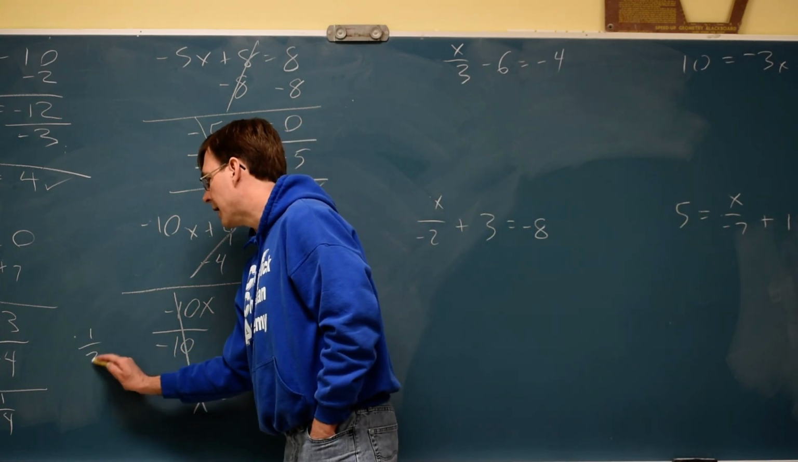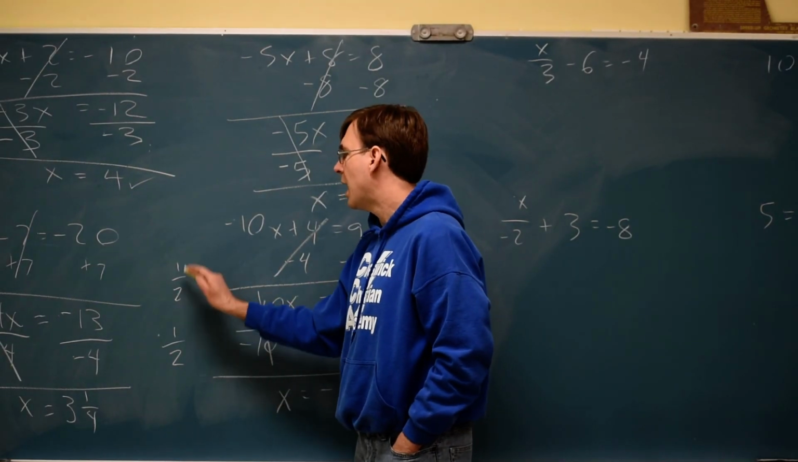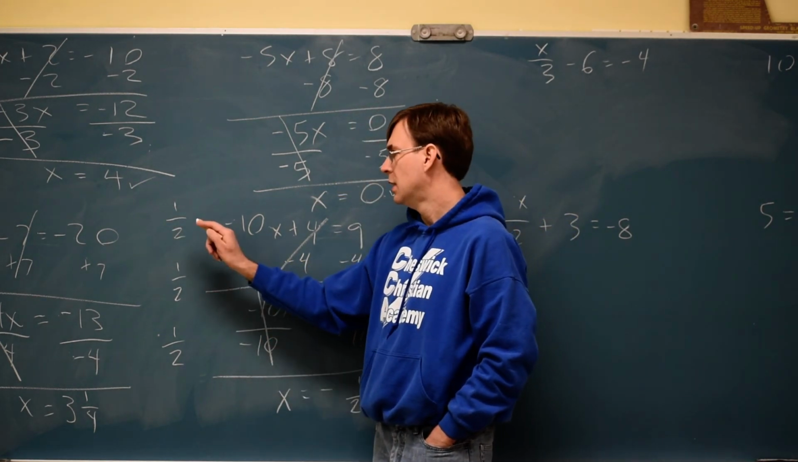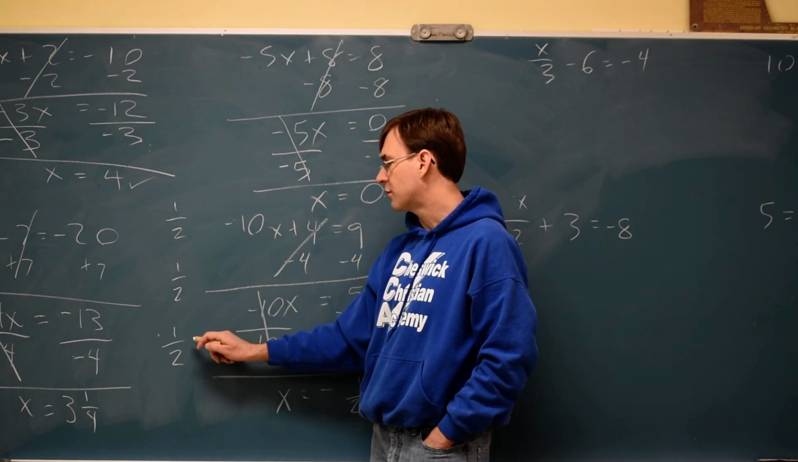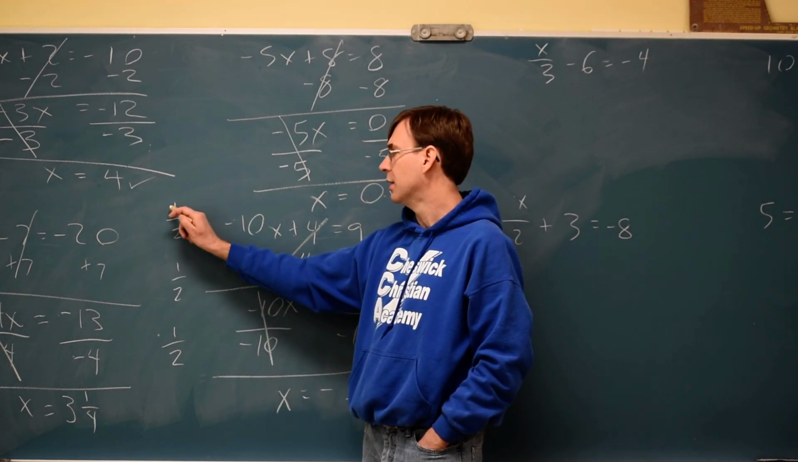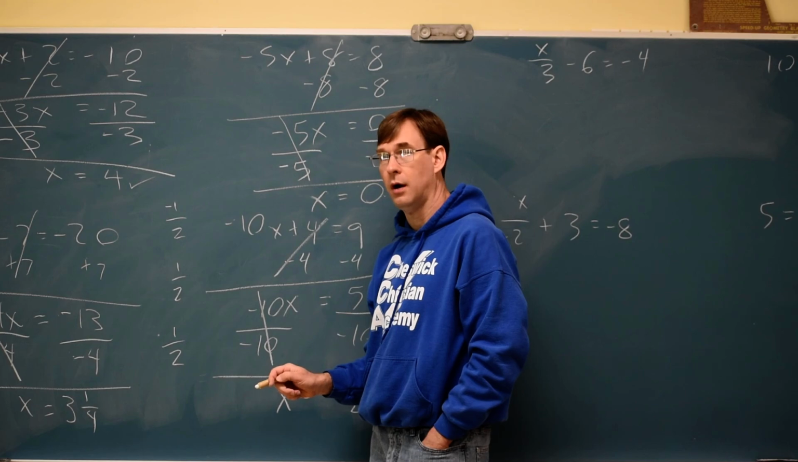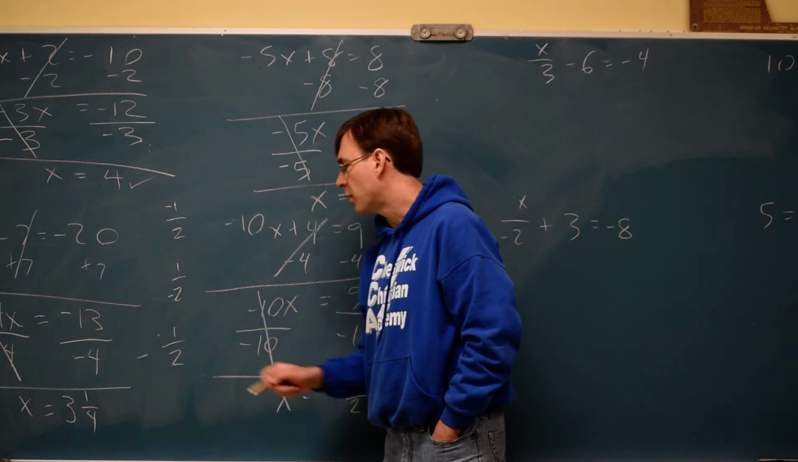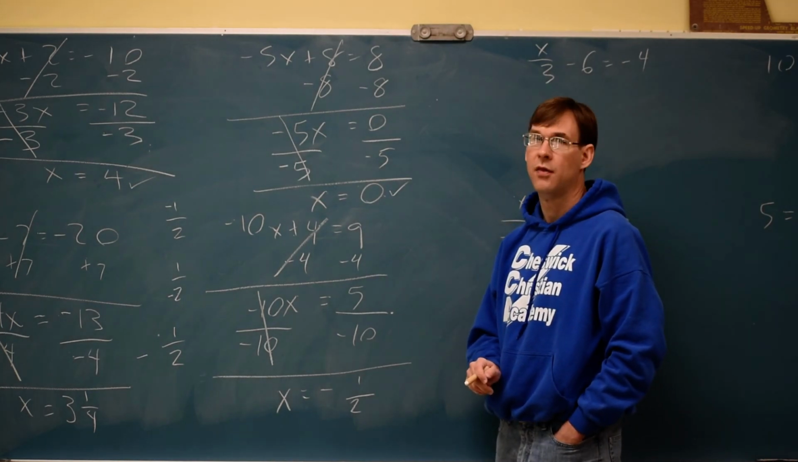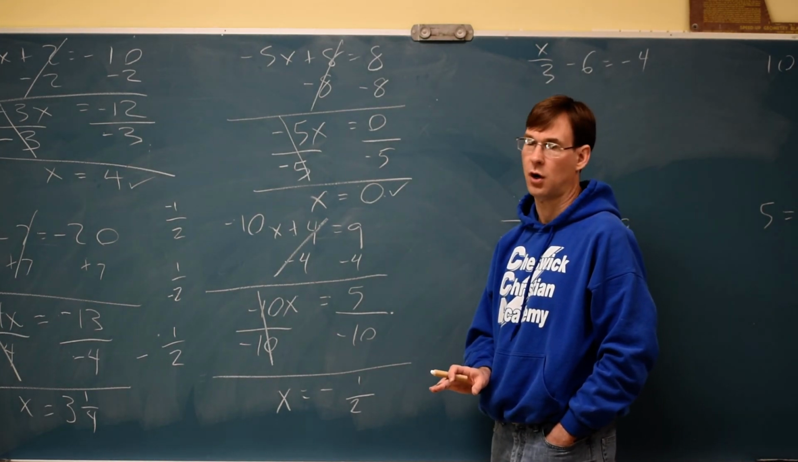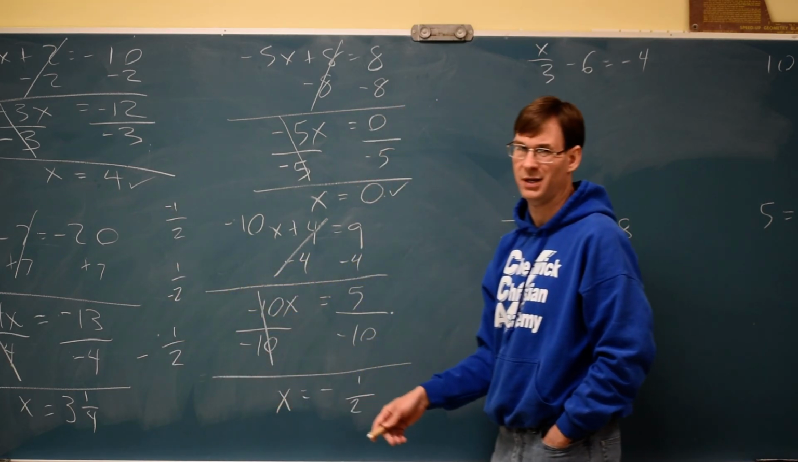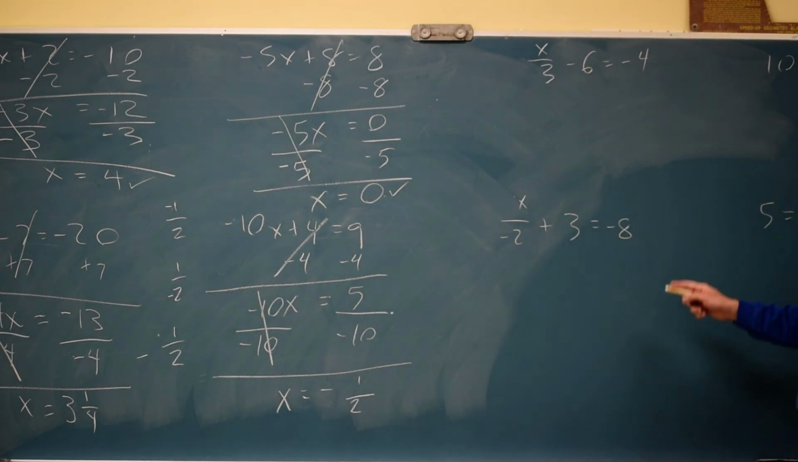If I want to write negative a half, I have 3 ways I can do that, and it doesn't matter which way I choose. If I want to take this fraction and make it a negative fraction, I could either do a negative on the top, or I could do a negative on the bottom, or I could just put a negative out in front of the whole thing. Those 3 all mean the same thing. So it doesn't matter where you have the negative, it just needs to be in there.